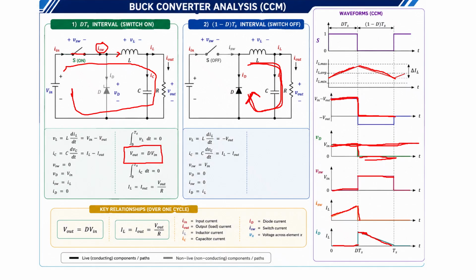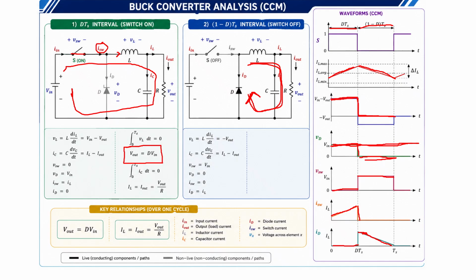This is the current direction. Okay, now we will analyze the circuit in the turn off interval. During the turn off interval, or we can write this as (1 minus D) into Ts. This is your turn on interval, which can be represented as DTs, and this is the turn off interval, represented by (1 minus D)Ts.